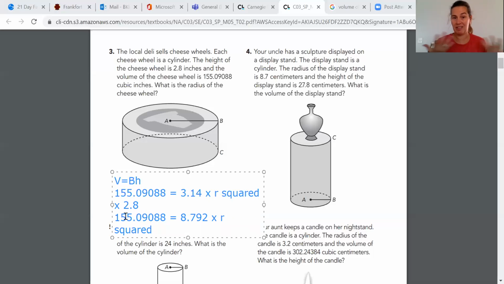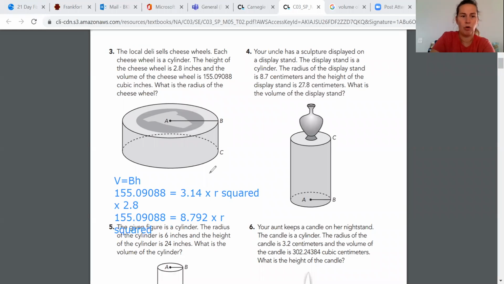Now I'm just going to solve this like I would solve any sort of problem. I'm going to go back and start drawing this over here so you can see it. Let's see if I can get a color white here. Okay, so I have 155 point whatever, I'm not going to write the rest because I'm going to run out of space, equals 8.792 times r squared.